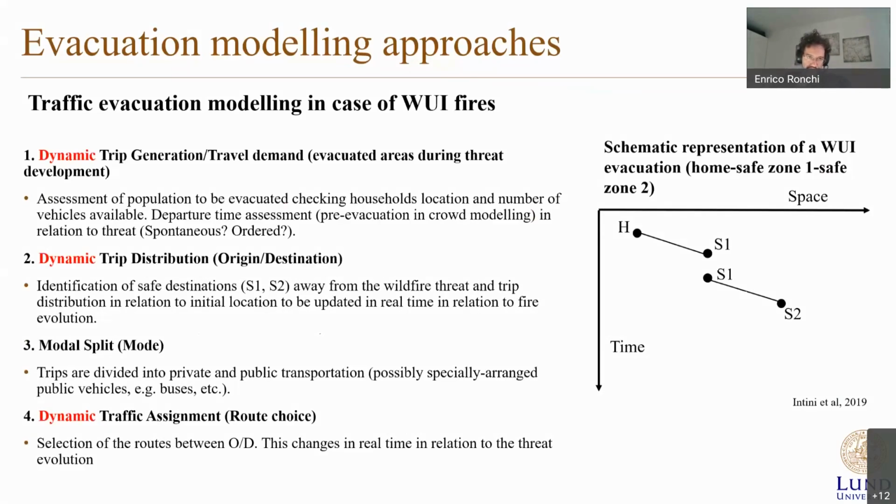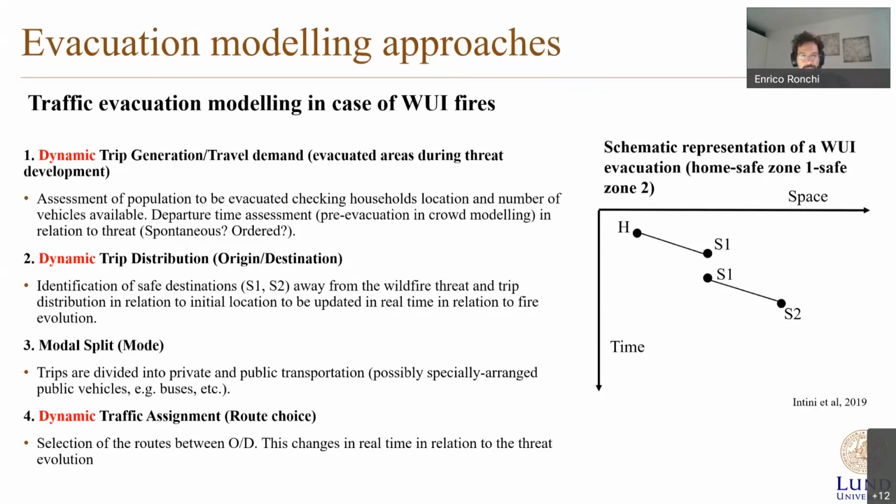What is the dynamic risk distribution? So what are the safe destinations? Do those change over time? Is a shelter always available as a safe destination, or maybe something that was initially considered a safe destination is not that anymore? And we have seen those kinds of scenarios happening in real life. Modal split, as I mentioned before, and also dynamic traffic assignment, considering, for instance, the availability of routes dynamically in relation to the threat evolution.